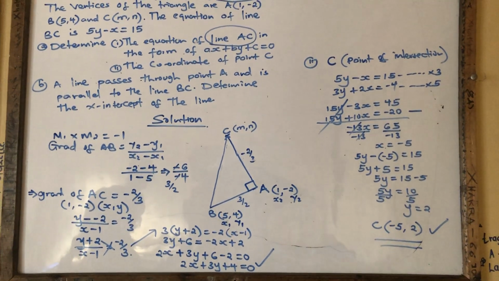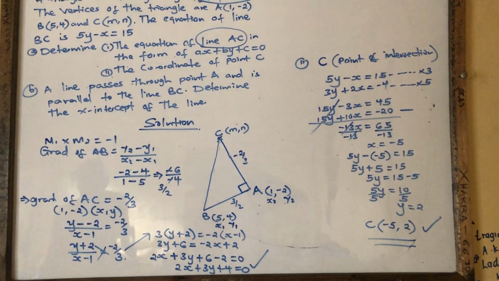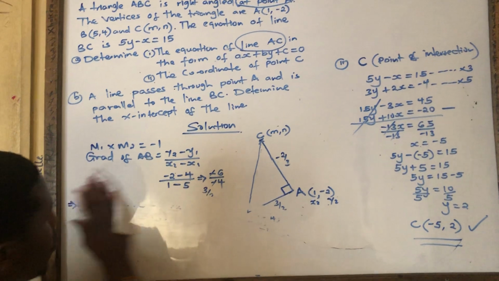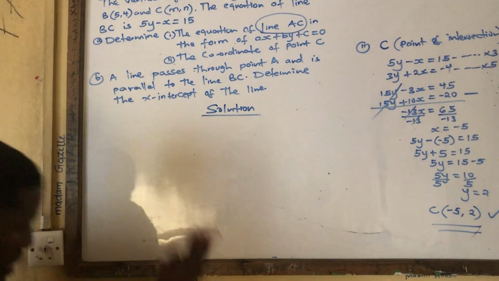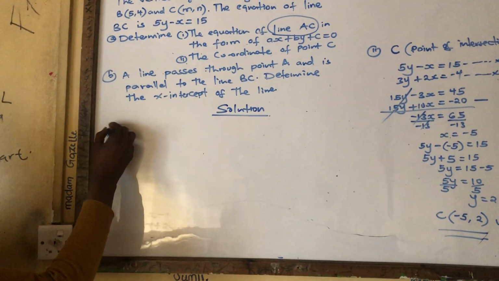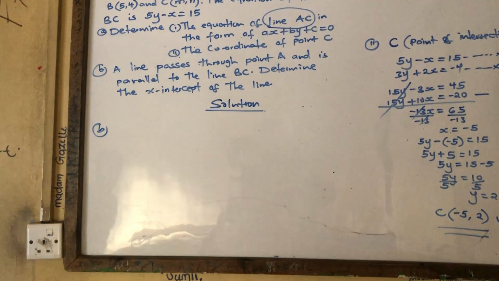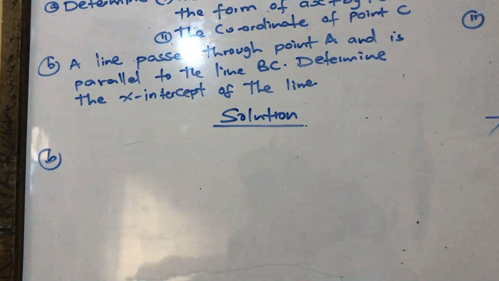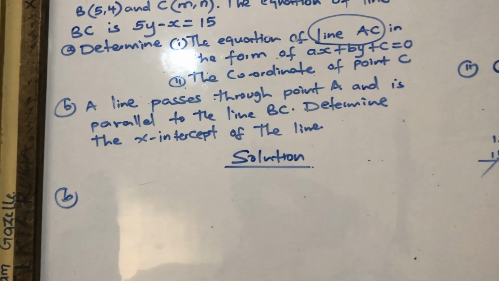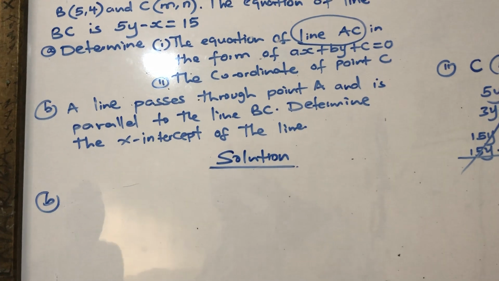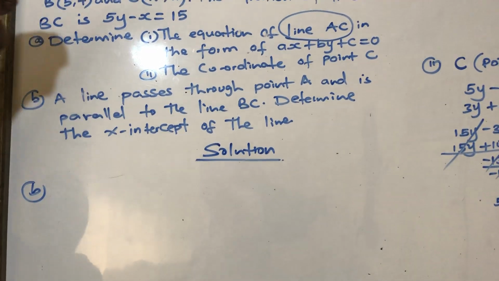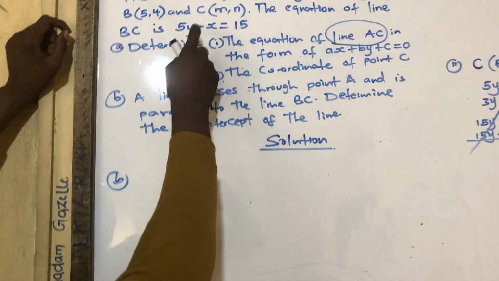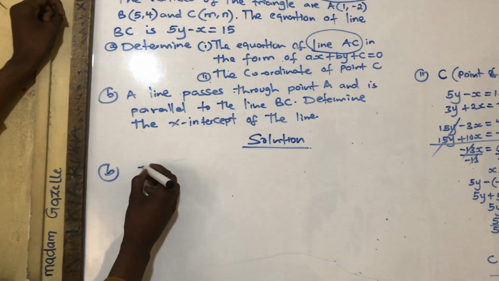Which now takes us to the last question. We have got part B. What do we have in part B? A line passes through point A and is parallel to line BC. Where is the line BC? Do you remember this was our line BC?